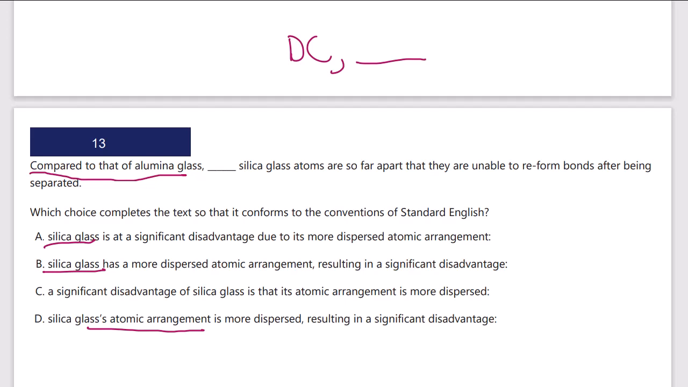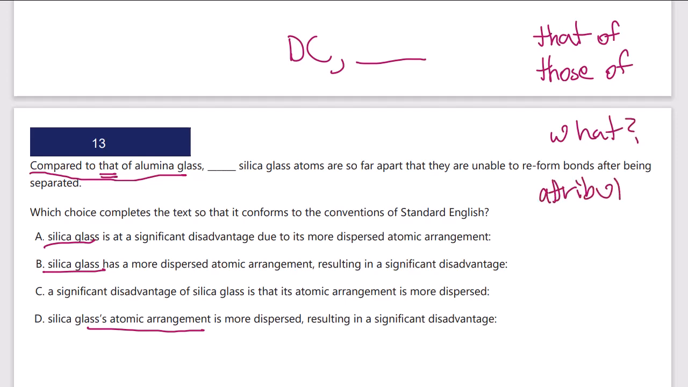Silica glass atoms are, so this is an interesting one. This is a little different than our other examples. We've got comparison to that of. Always take note of those words. If we see that of or those of, really essentially, we're not looking at alumina glass as the noun for comparison. It's some attribute. It's that of, those of. You might ask, well, what of alumina glass? Well, some attribute.